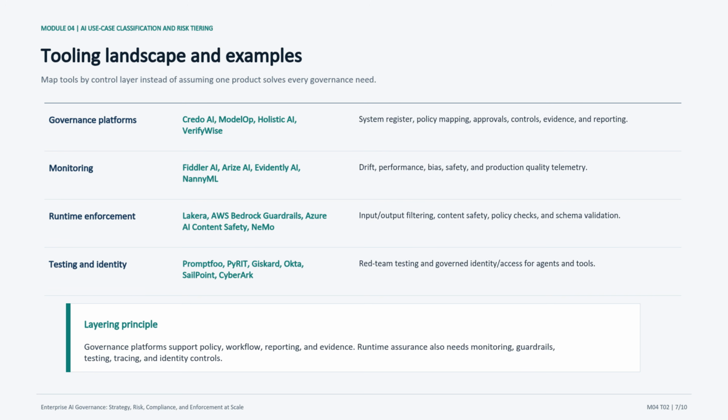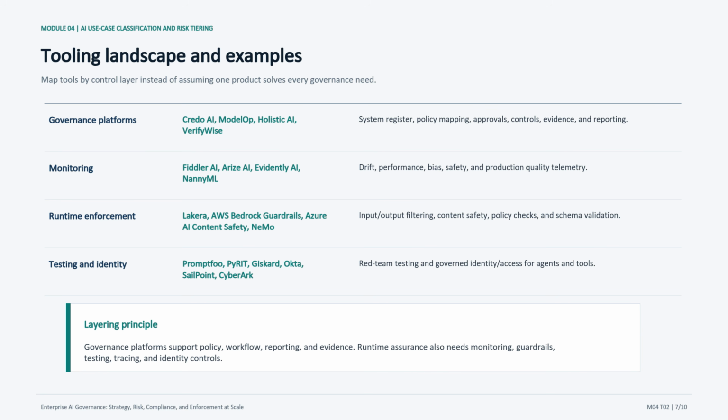Tooling is often where enterprise AI governance conversations get blurry, so I would frame this slide carefully. We are mapping tools by control layer, not shopping for a single magic product. For this topic, the main tool categories include governance platforms using Credo AI, ModelOp, Holistic AI, VerifyWise, monitoring using Fiddler AI, Arize AI, Evidently AI, NannyML, and runtime enforcement using Lakera, AWS Bedrock Guardrails, Azure AI Content Safety, NeMo.